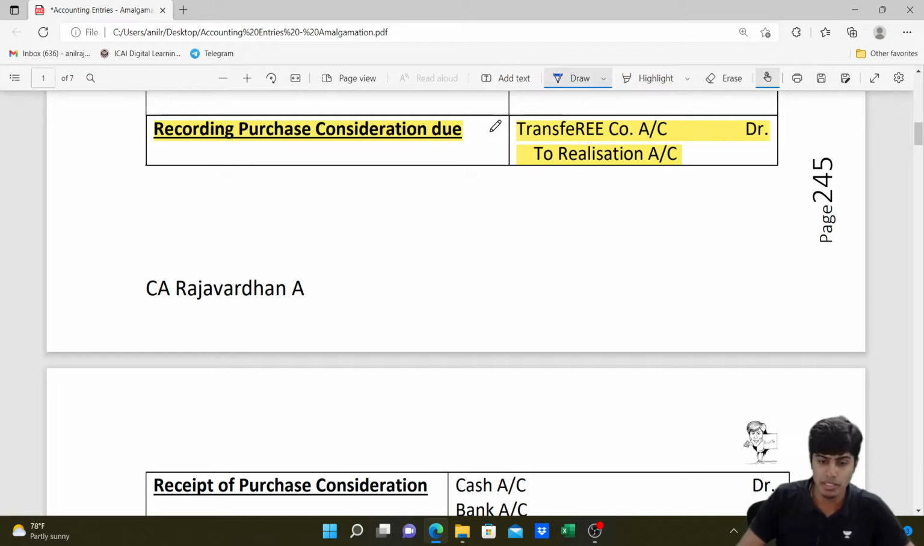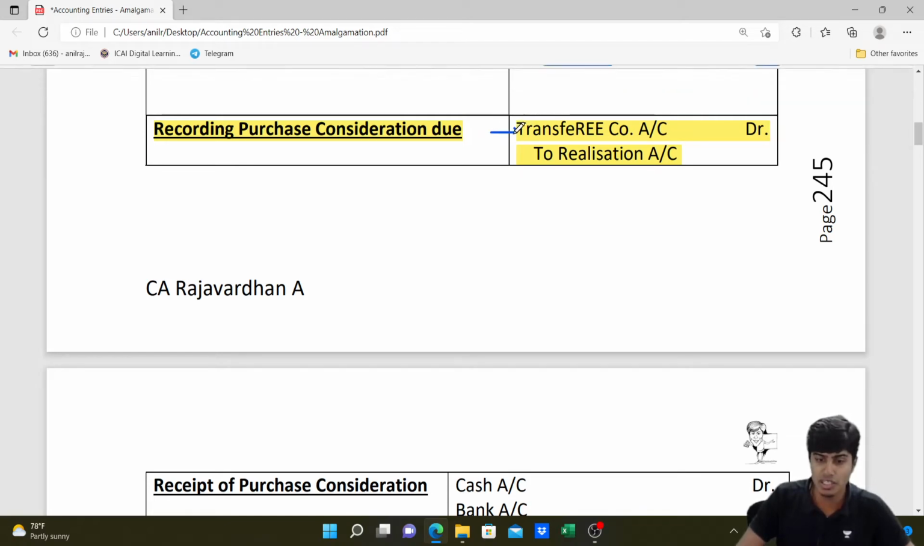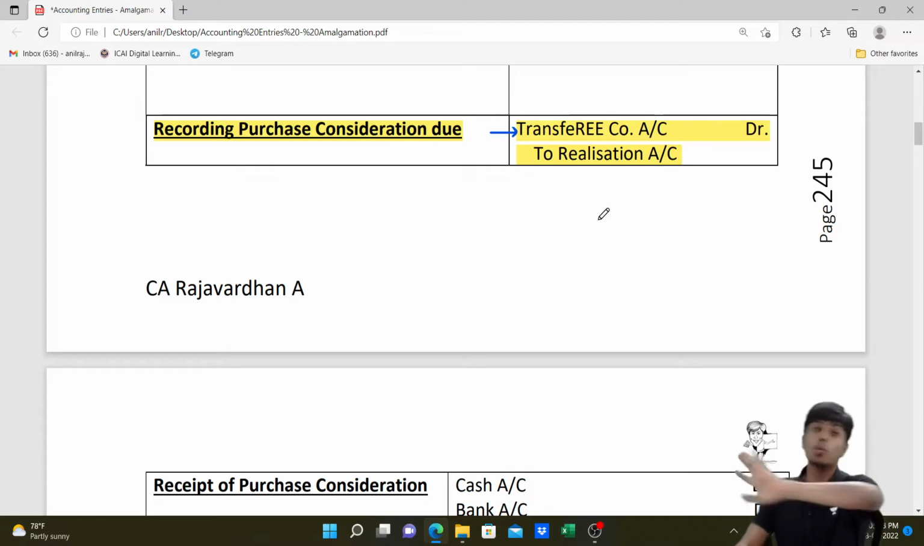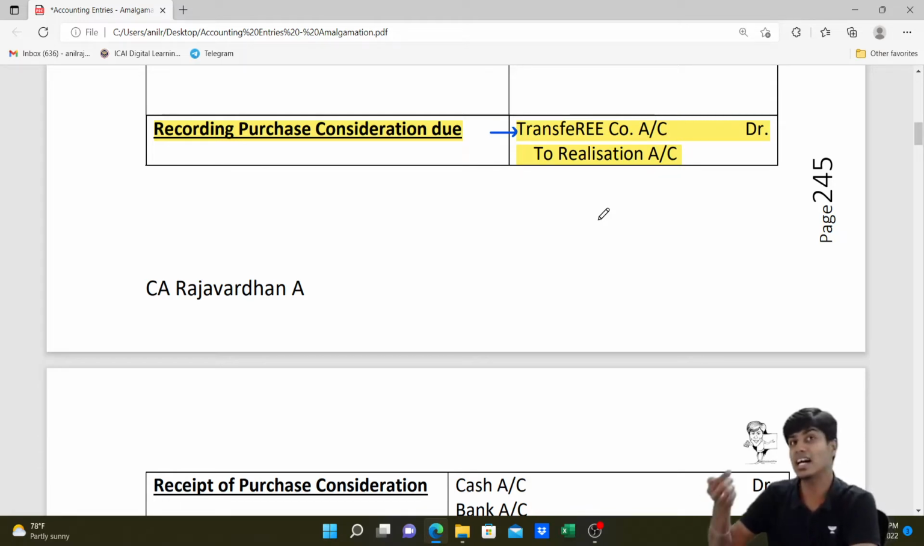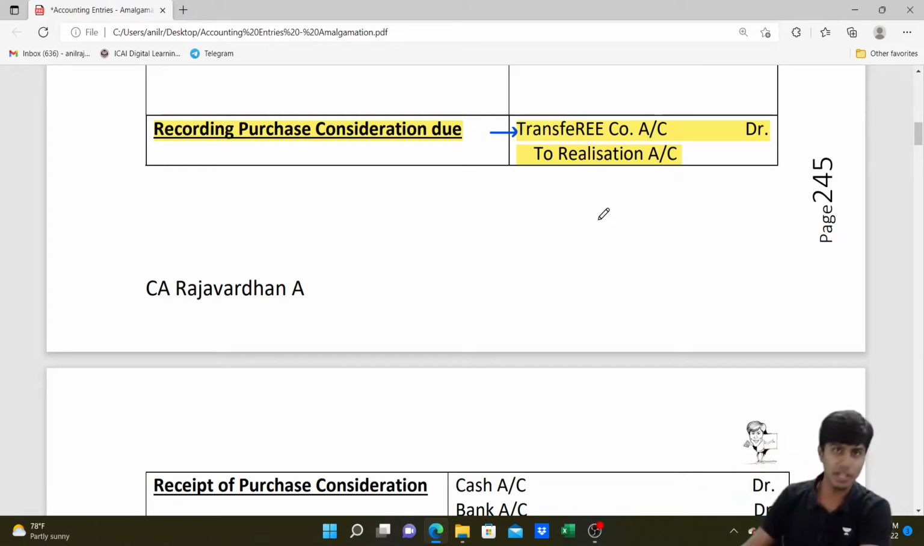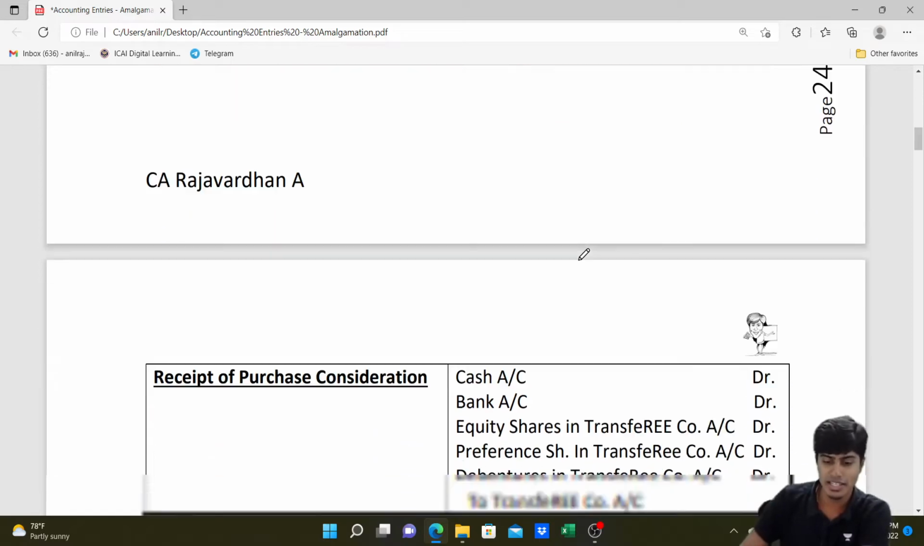If you remember, we debited the transferee company when the PC is due, because we are supposed to collect money from the transferee. Now when the transferee gives me money, it is no more a receivable. Because it was a receivable, I debited the transferee company. It won't be a receivable anymore because I would have received money. And for this reason, I would be crediting transferee company account and debiting PC in any form that I receive. Let's go ahead and see the entry.